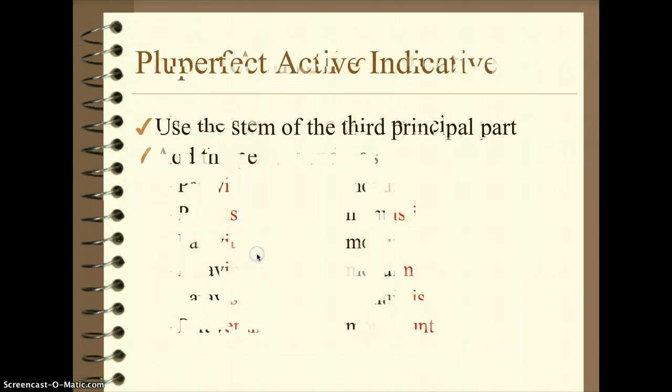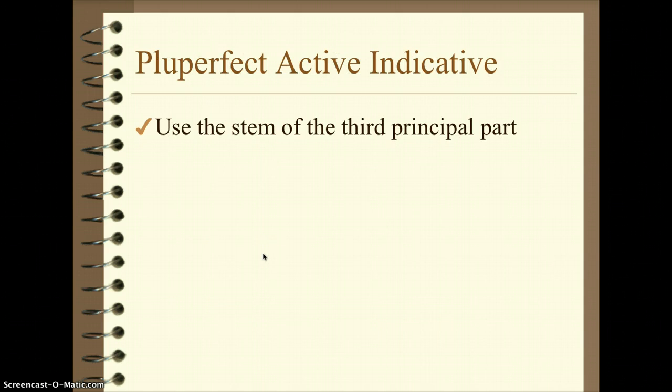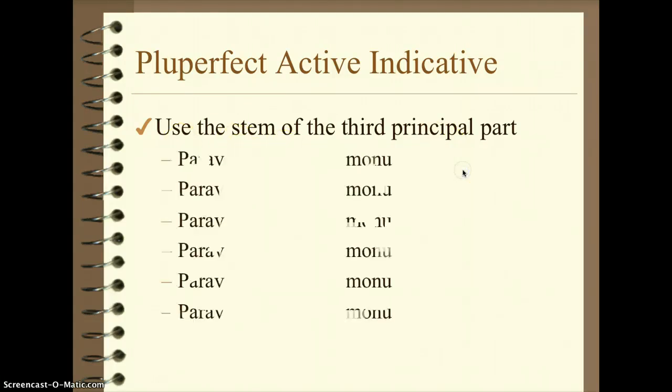Okay? Let's look at the pluperfect. This is another tense that utilizes the same perfect stem. So we're going to use the stem of the third principal part, the same exact thing. All right, we're using the same examples, paro, parare, paravi, paratus, and we took off the I from the third principal part to get our stem, parav.